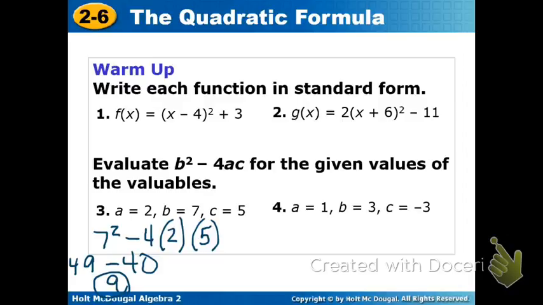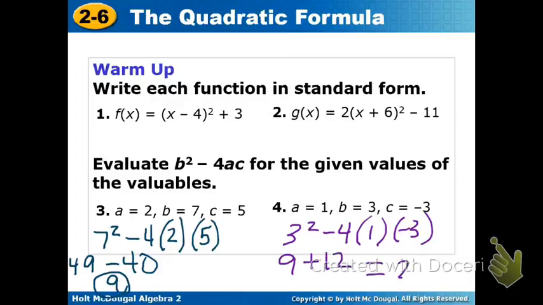Alright, b squared is the first part, so that means 3 squared minus 4 times your a value times your c value. 3 squared is 9. Now here's where you have to be very careful because one of those values has a negative. So you have negative 4 times 1, which is negative 4, but then negative 4 times that negative 3 becomes positive 12. So 9 plus 12, 21.